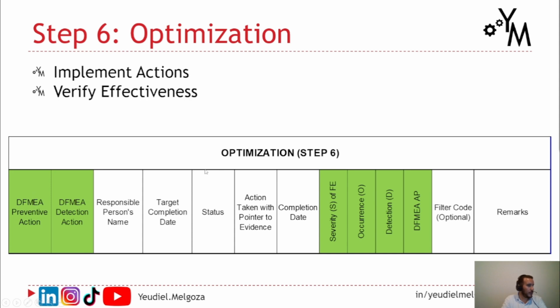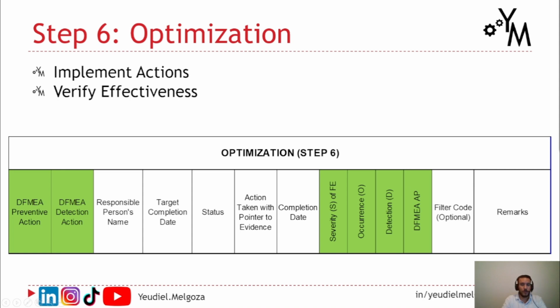In this case, after we analyze the current conditions in step 5, we are going to determine the necessary actions in terms of prevention and detection. These actions are going to be new or improvements over our current conditions or our current actions to eliminate or reduce the risk of the failure mode in terms of prevention and detection.